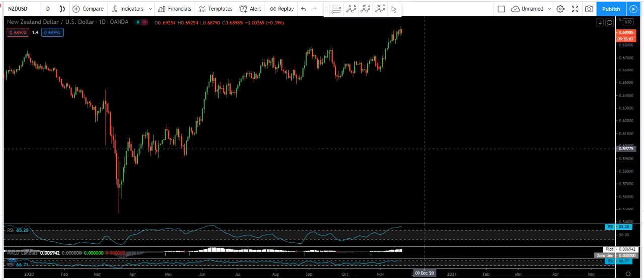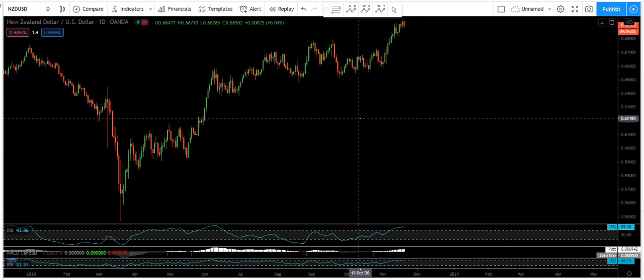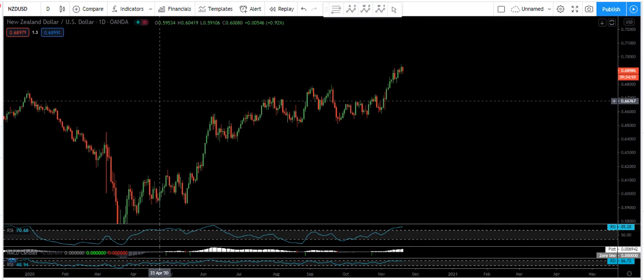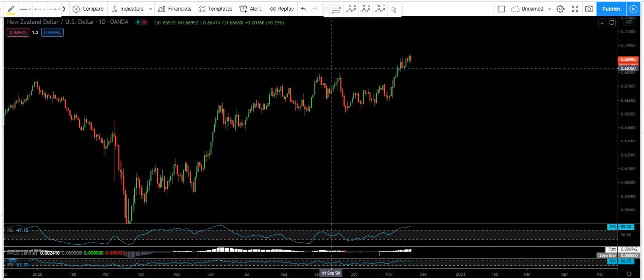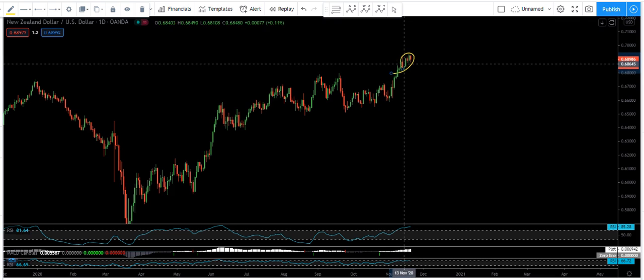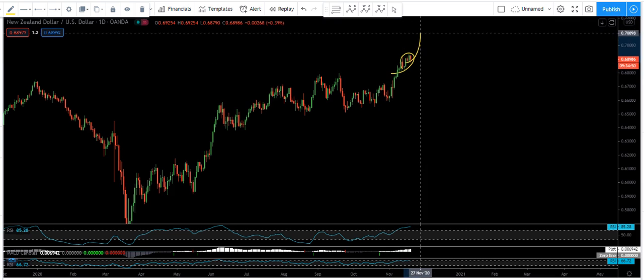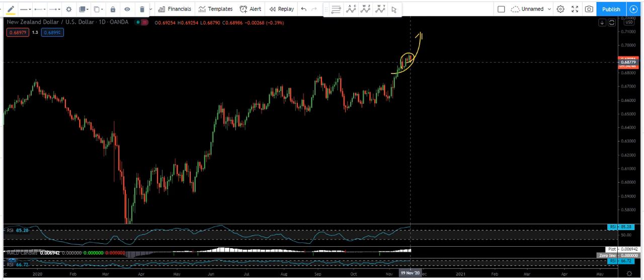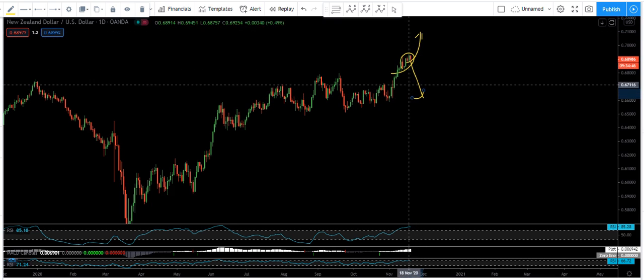New Zealand USD, now we are based on the daily chart. As we can see on the daily chart, there are not many changes compared to my last video analysis. The price is correcting here. Now the question is whether we should wait for the correction, or at least the price from here can continue to move higher, or we can expect the down move, which we are more interested in.